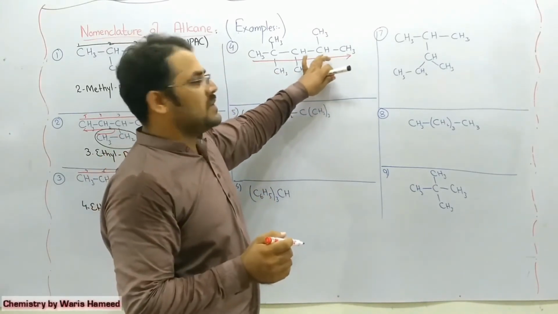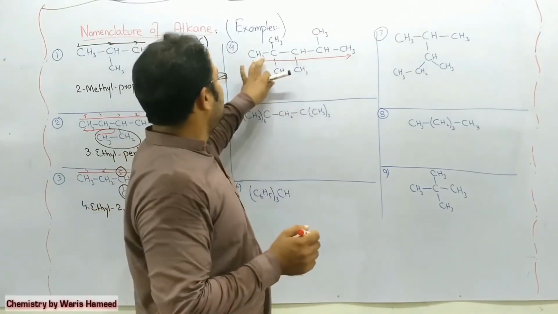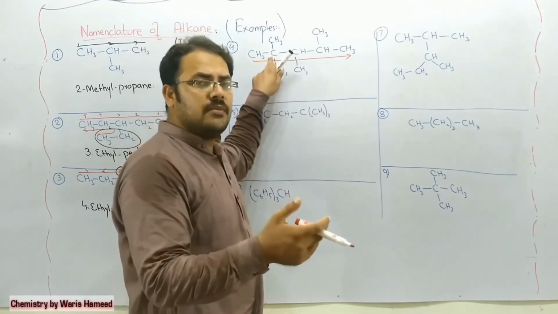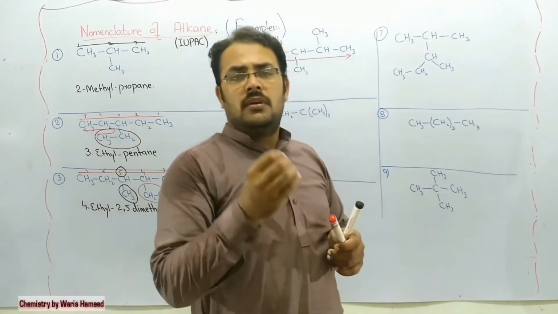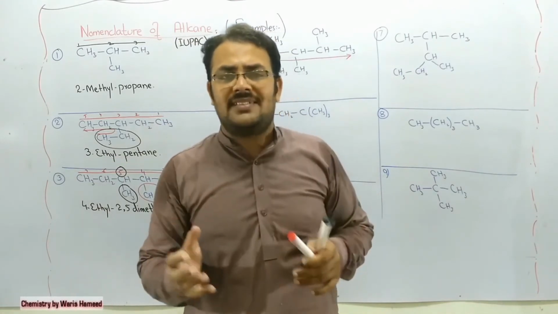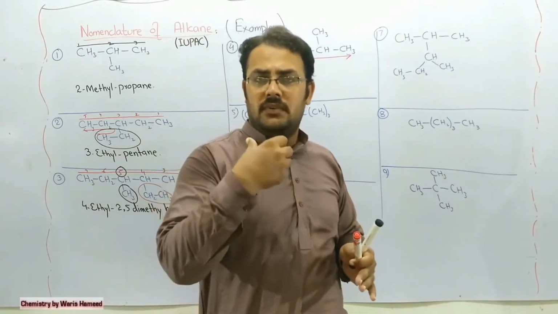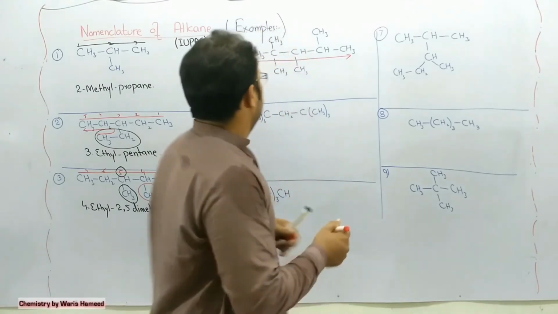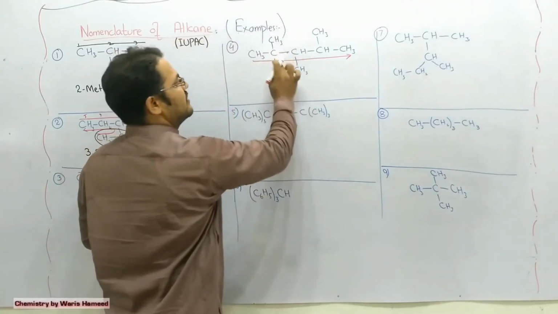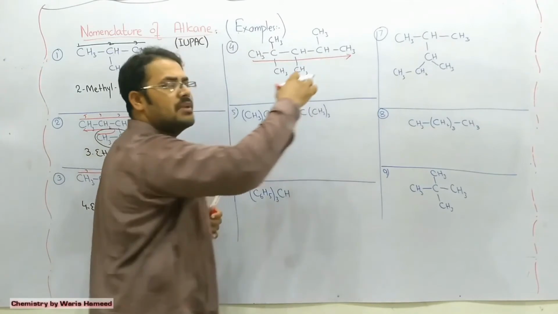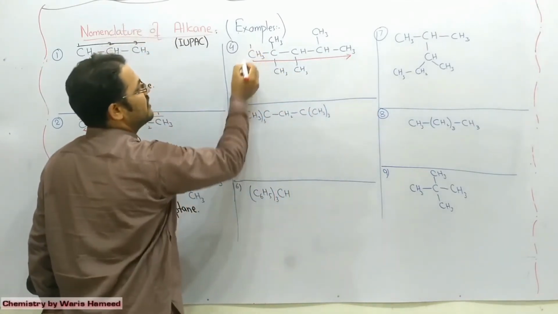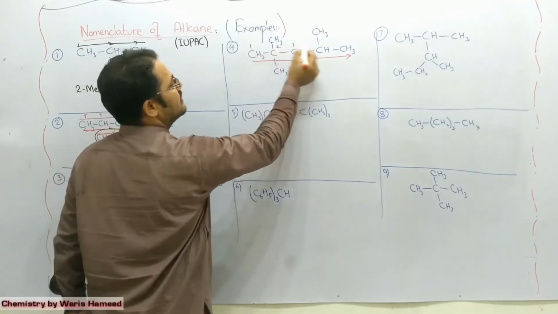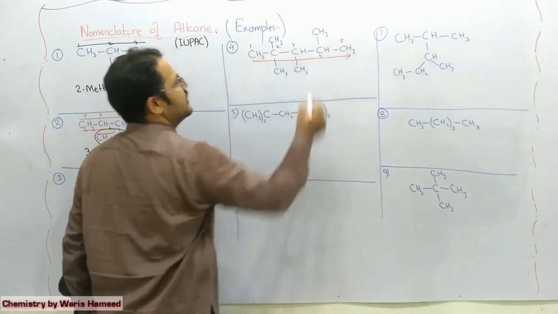From this side a substituent is present on carbon 2, and from this side a substituent is also present on carbon 2. Here is the problem. Now we have to assign the numbers from that side where the number of substituents is greater. So this side has a greater number of substituents and this side has fewer, so numbering will be from this side: first, second, third, fourth and fifth.